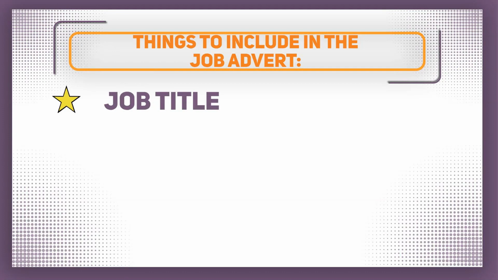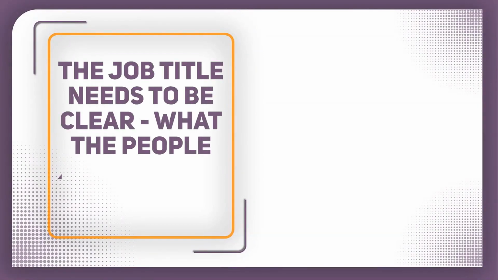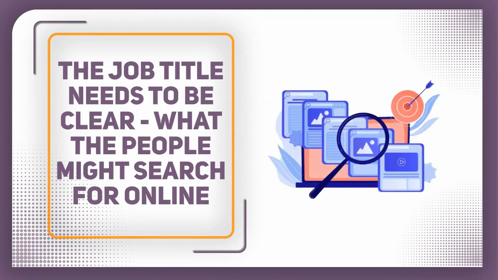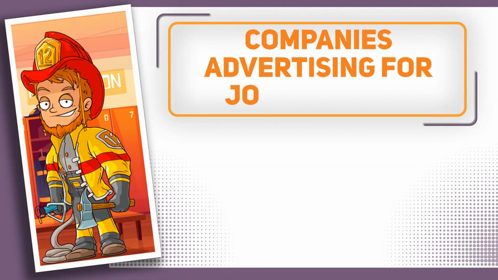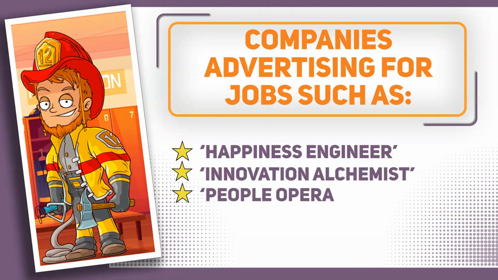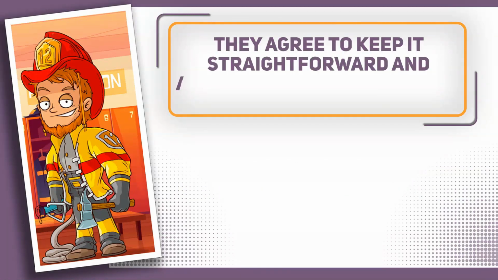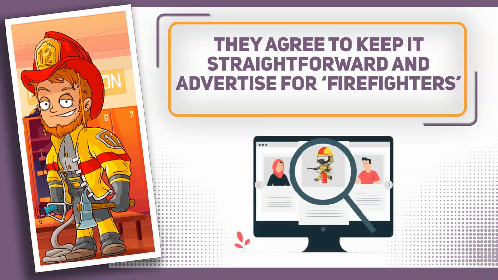Over 30 years ago, the term fireman was commonly used, but Peter and Gavin agree that that's very old-fashioned and a little sexist. They want the job to be appealing to both male and female candidates. Gavin says that the job title needs to be clear, what the people might search for online. He's heard about companies actually advertising jobs such as happiness engineer, innovation alchemist, and people operations generalist. He's not sure what the first two jobs even involve. They agree to keep it pretty straightforward, and the job title that they go with is firefighter.